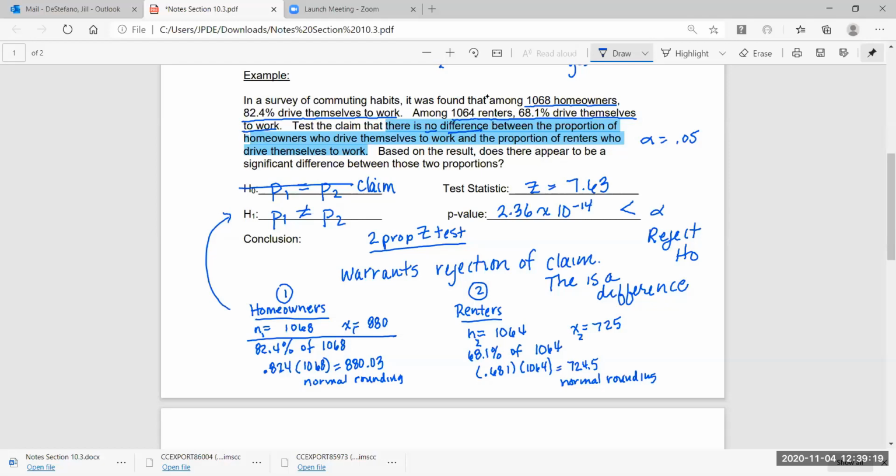Okay, you can see I went back to the notes sheet. And one thing I want to point out, when I went back to the notes sheet, I had my claim written in the wrong place. I had it correct on the calculator page, but the claim said there is no difference. No difference means they're the same. So my claim should have been up here. You may have noticed that while you were reviewing the video. Anyway, I caught it when we were on the calculator page and I did it correctly there. So here we rejected, warrants rejection of the claim. There is a difference.